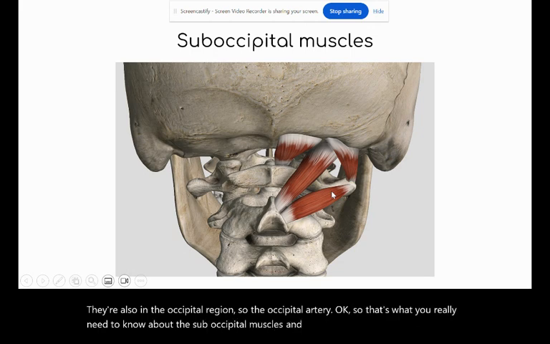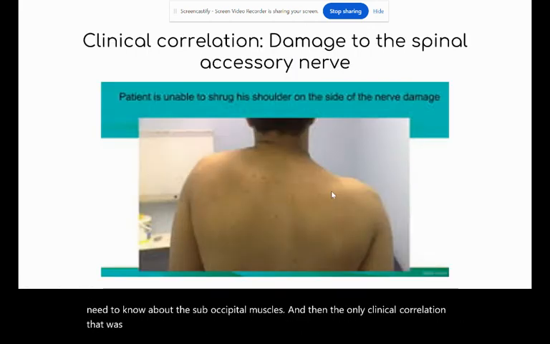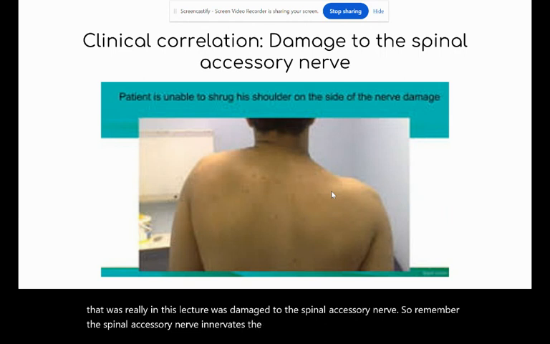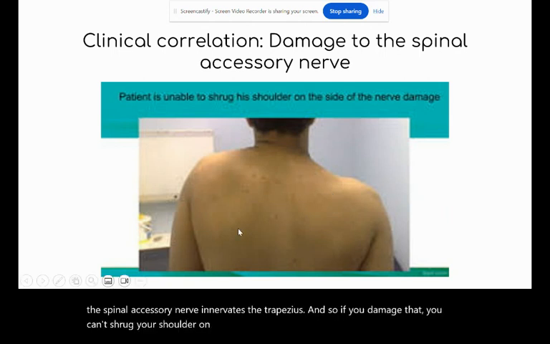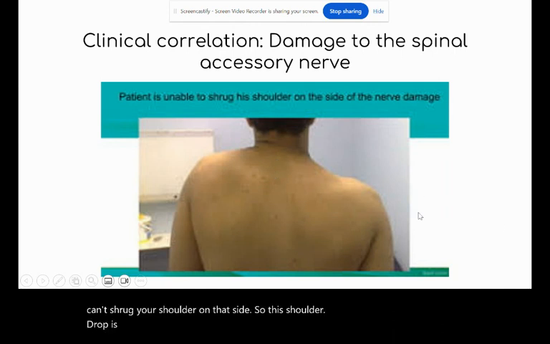And then the only clinical correlation that was really in this lecture was damage to the spinal accessory nerve. So remember, the spinal accessory nerve innervates the trapezius. And so if you damage that, you can't shrug your shoulder on that side. So this shoulder drop, as it's called, is from damage to the spinal accessory nerve.